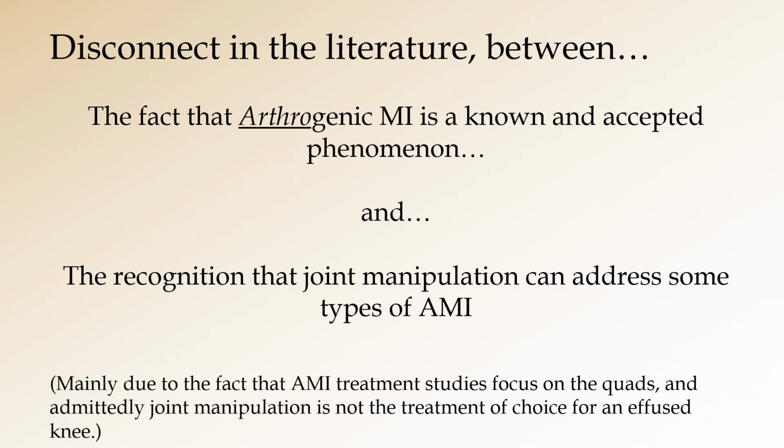So this leads to an important point. In my opinion, there's a disconnect in the literature between the fact that AMI, arthrogenic muscle inhibition, is a known phenomenon, and the fact that a treatment that affects the arthro, the joint, could help. I believe this disconnect is mainly due to the fact that most AMI studies focus on the quads relative to the knee. And admittedly, if you have an effused knee, manipulation is probably not the treatment of choice for that, but in other circumstances, it works quite well.